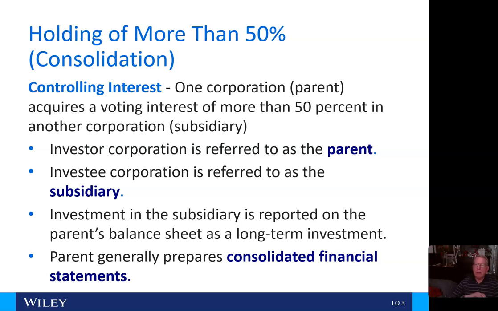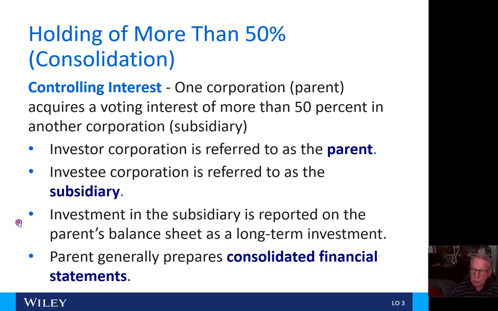All right, now, if we hold more than 50%, we're going to use the consolidation method. And that means that we have controlling interest, more than 50%. One corporation, the parent, acquires the voting interest of more than 50% of another corporation, the subsidiary. So under bullet point 1, the investor corporation is referred to as the parent. The investee corporation is referred to as a subsidiary.